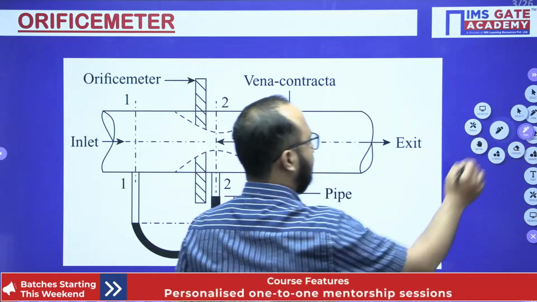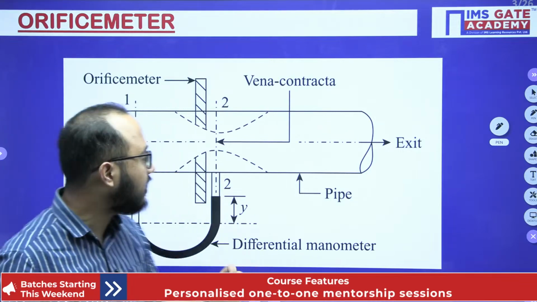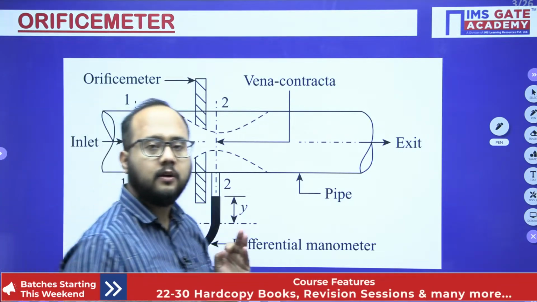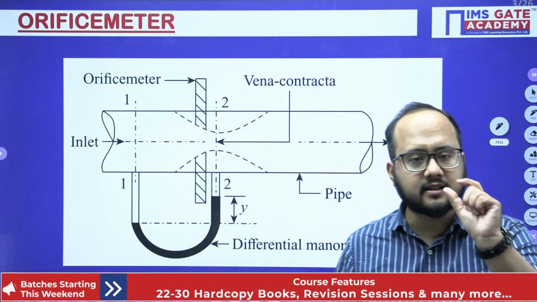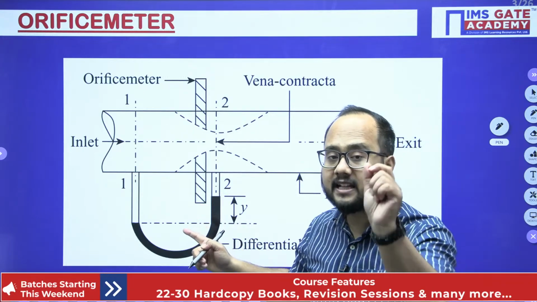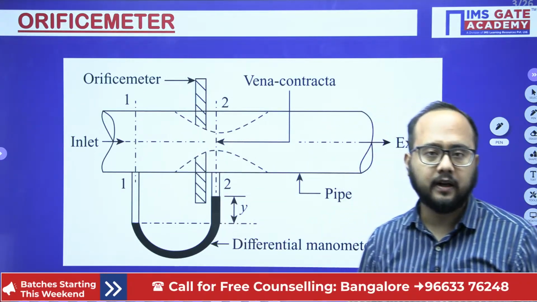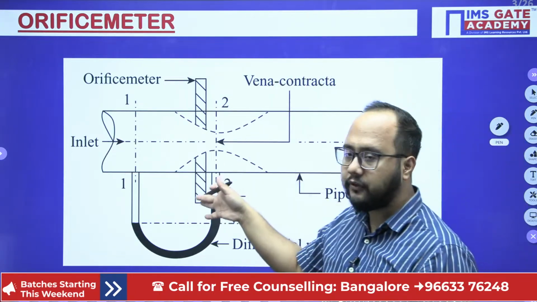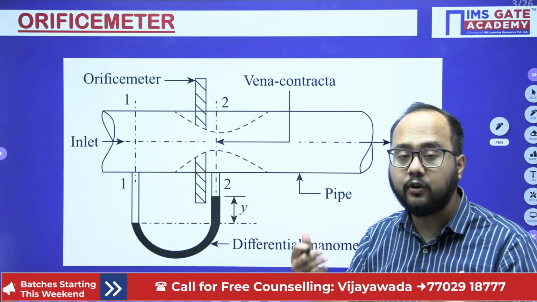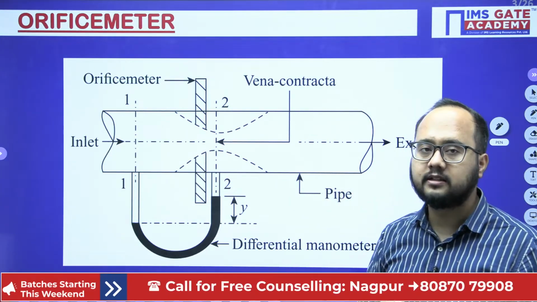See, in the Orificemeter, there is a sharp edge circular plate in which a central hole is there. This is the sharp edge plate which is placed in a pipe, and there is a hole in the circular plate. Suppose this is the front view. If I have to draw the side view, you will see a sharp edge circular hole in the circular plate.